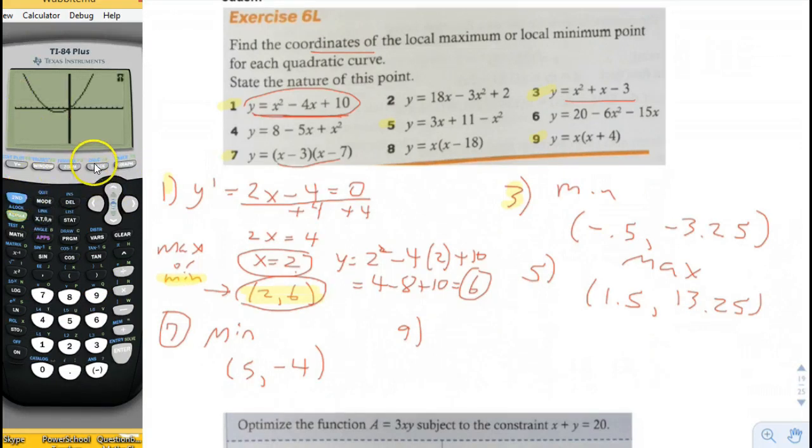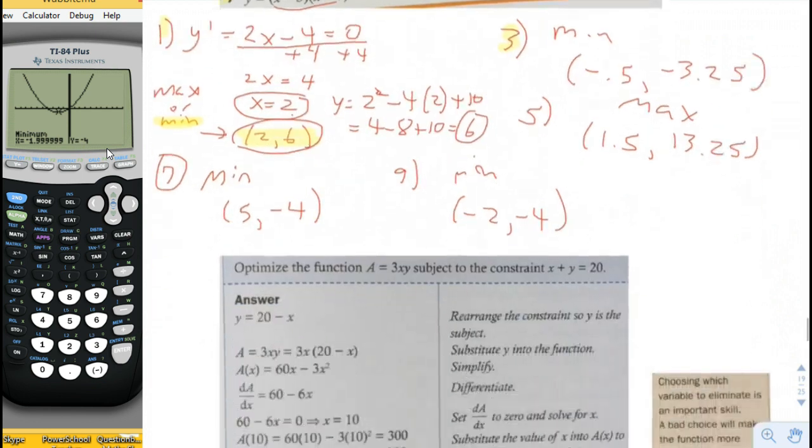Second calc, minimum number 3. With left bound, we go a little bit to the left of the minimum. Enter. And then right bound, we go a little bit to the right of the minimum. Hit enter. Then we just hit guess. And it's a minimum. And it's at negative 2, comma, negative 4.